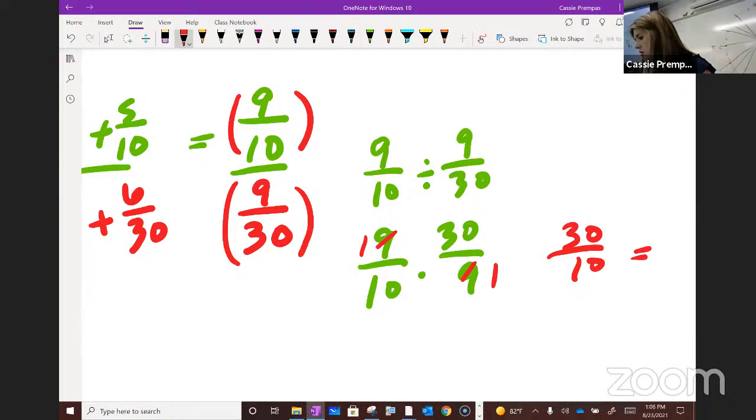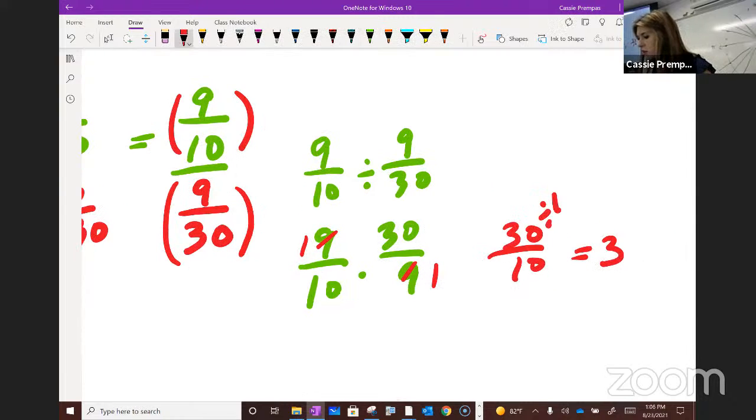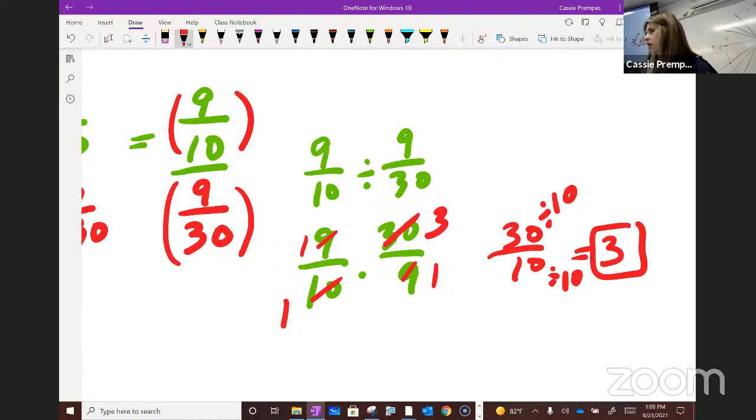Good, nice. So the answer's 3 because you can divide by 10 and you can divide by 10, right? 10 divided by 10 is 1. You could do that here also, like 10 goes into itself one time and into 30 three times. Either way is great. You just do have to simplify to that 3. Nice. Good job, Joe and Ava.